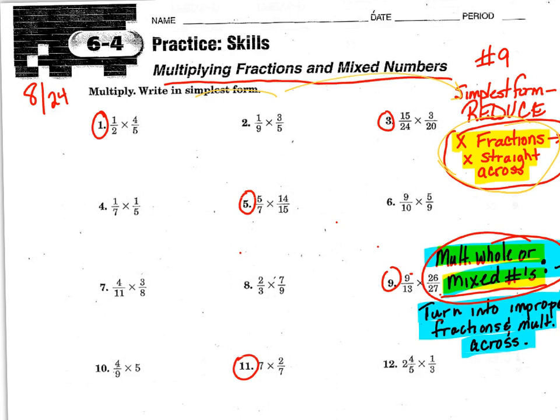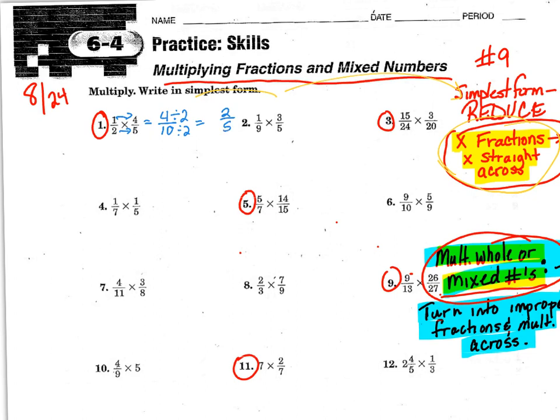So if you look at number 1, it says 1/2 times 4/5. So I'm going to go straight across. I'm multiplying. 1 times 4 is 4, over 2 times 5 is 10. And I've got to ask myself, is that reduced? No. Each one of them has a 2 in it and divides into it. And we get the answer of 2/5. Now there is another way.